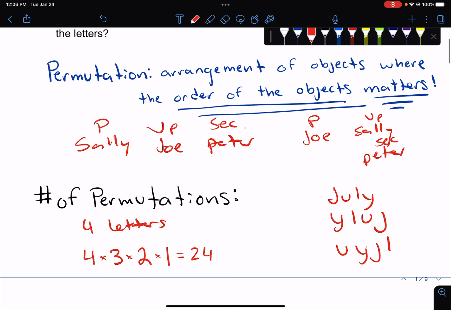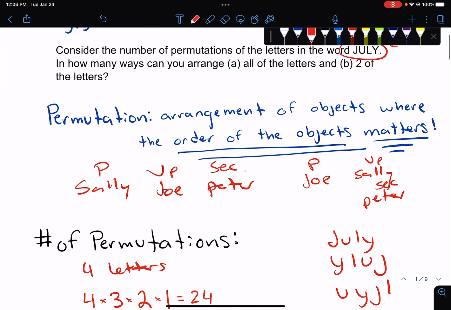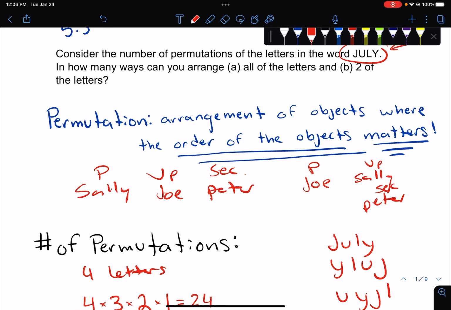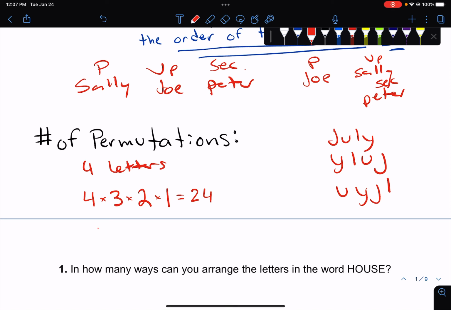All right, let's look at another one. Oh, you know what? There was a second part to that question, wasn't there? It says, what if I'm only arranging 2 of the letters? Not all of them. What if I just want 2 of the letters arranged? In that case, I have 4 letters total, but I'm only choosing 2 of them, right? So my first choice, there's 4 letters that I could choose from. My second letter, there's only 3 left to choose from. So I do 4 times 3, which means if I'm only picking 2 letters, there's 12 different permutations. All right, pretty easy math.